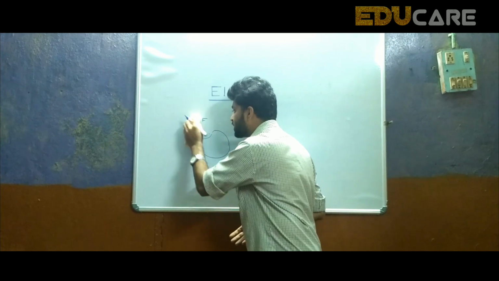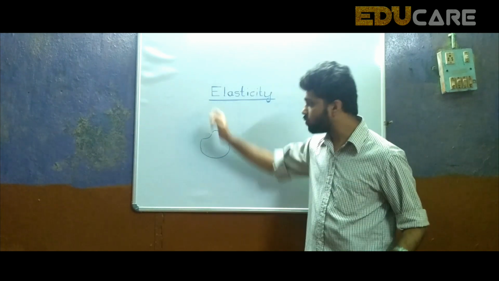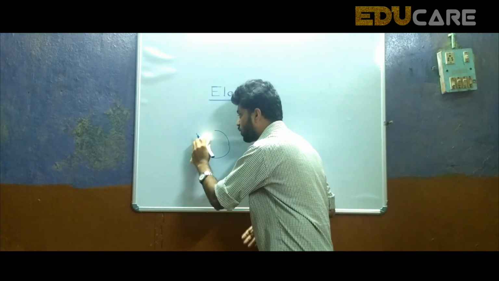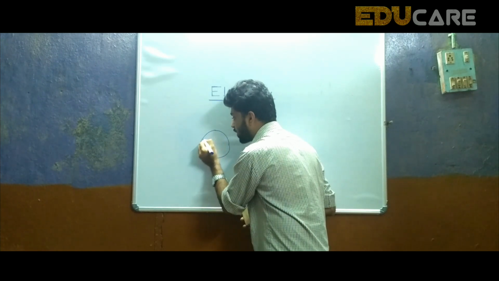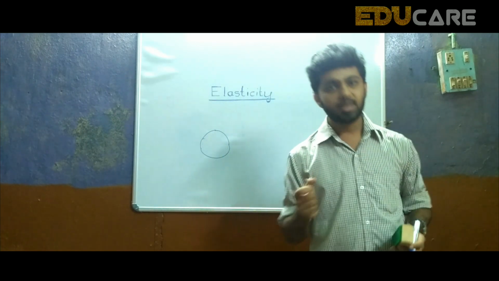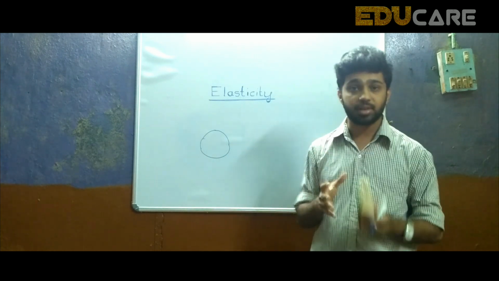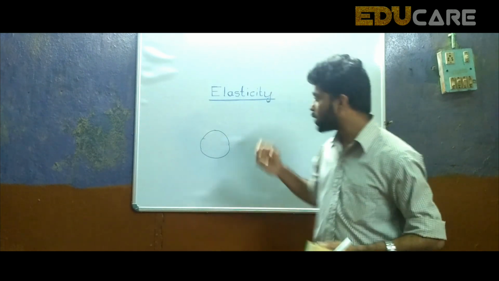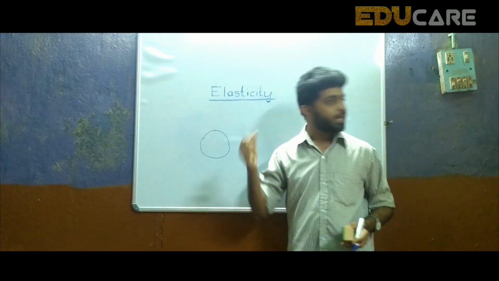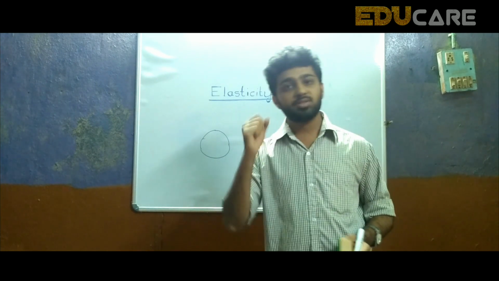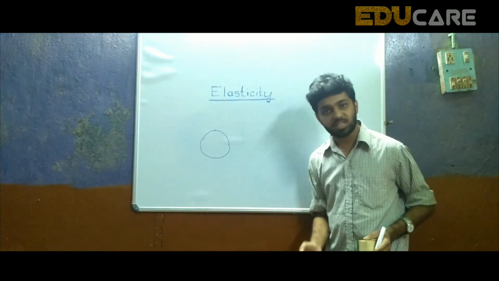If we remove this external force, the original size and shape of the ball is regained. Then this property is called an elastic property. What is the elastic property? The property by which the body regains its original size and shape is called an elastic property.